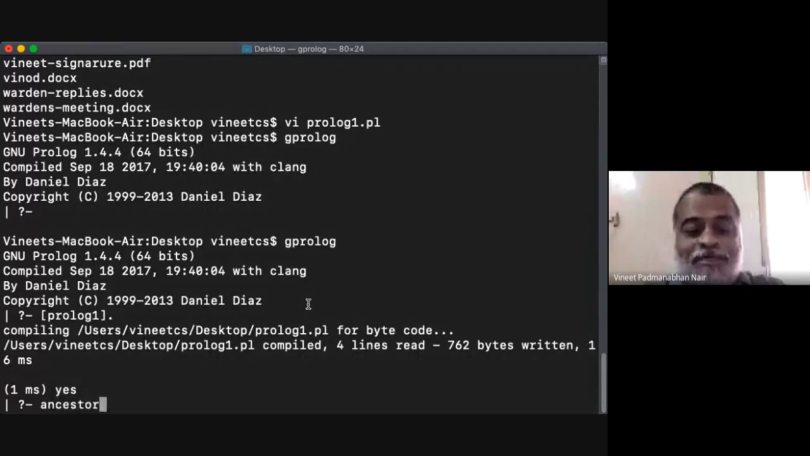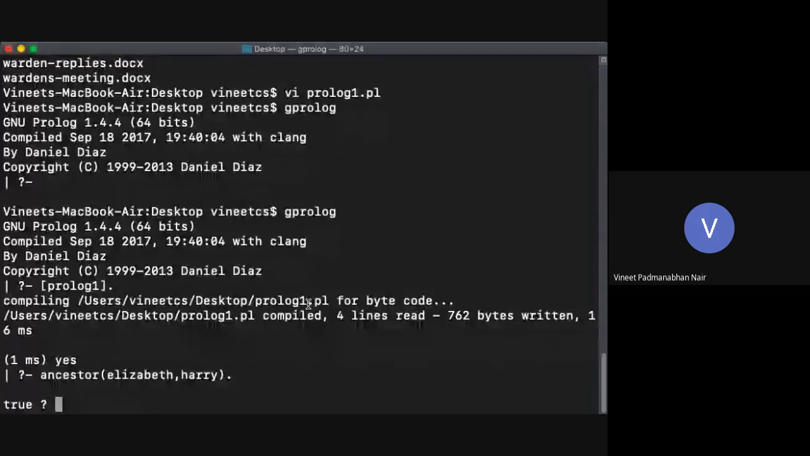So basically, you have to ask, is Elizabeth the ancestor of Harry? Probably the words have to be the same. See what is happening. It is telling true, and a question mark is coming. It is actually waiting because you may want to ask more questions. If you do not want to ask more, you press your enter button again.